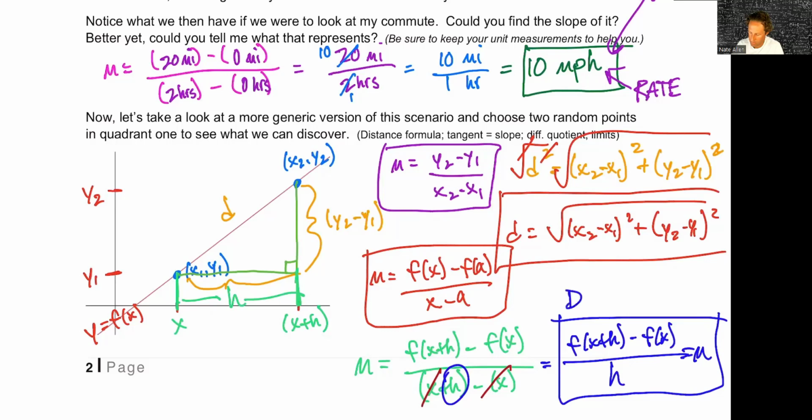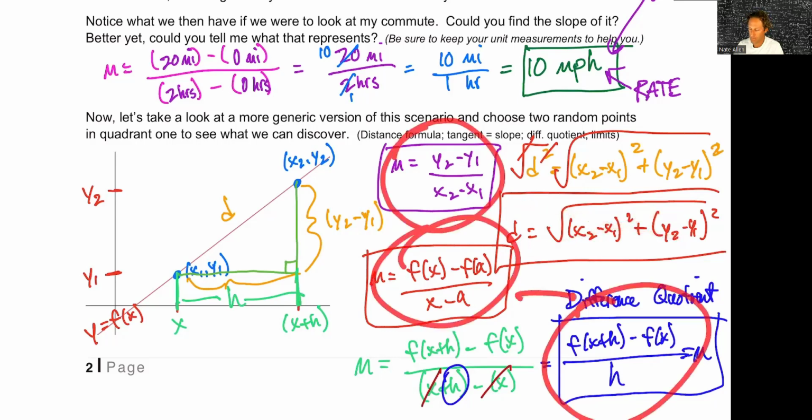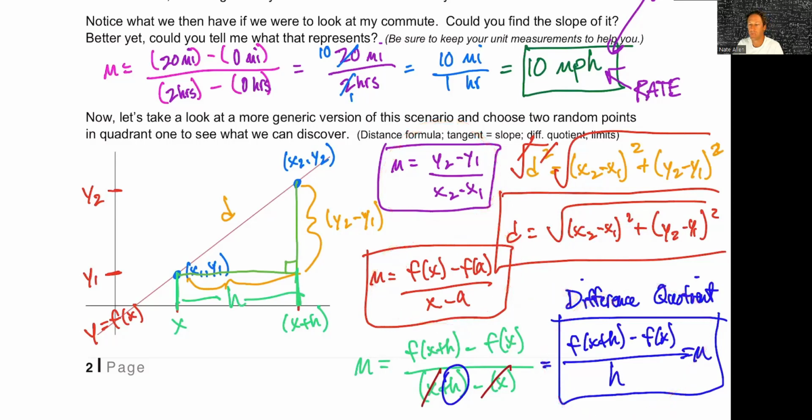It is actually given a name. It's called the difference quotient, because that is exactly what we are doing: finding the difference and dividing between two known values. But these are the types of things that we will be utilizing, not so much the distance formula, but more so these different forms of slope. And that's what this class is all about, is how can we use all of that algebra that we've learned in the past to discover new things.